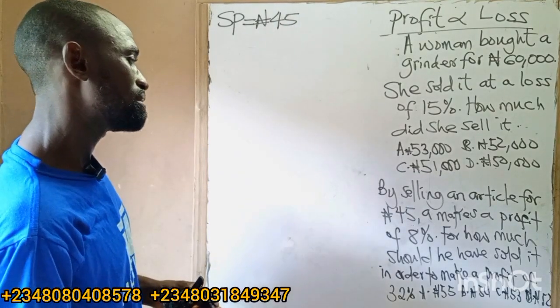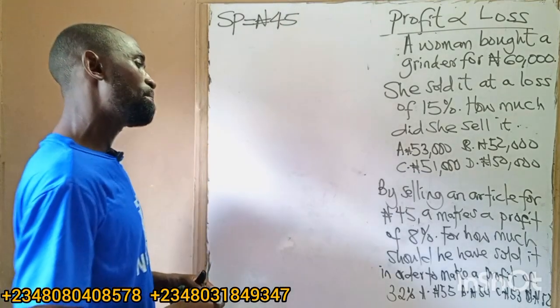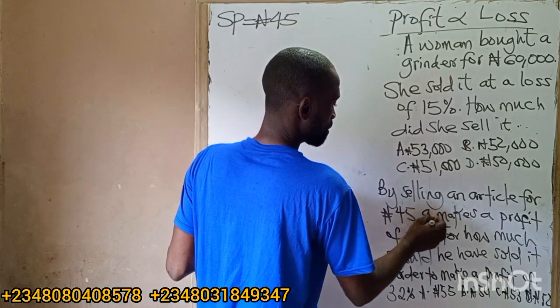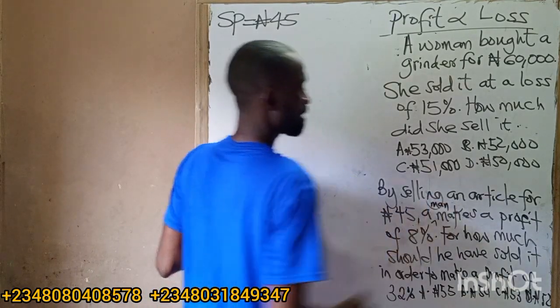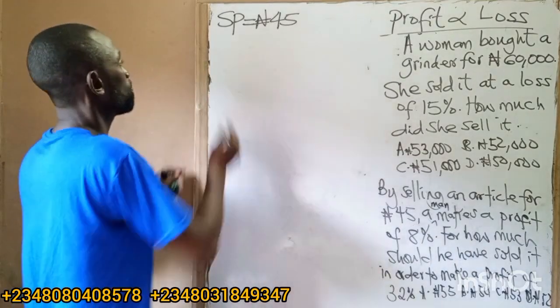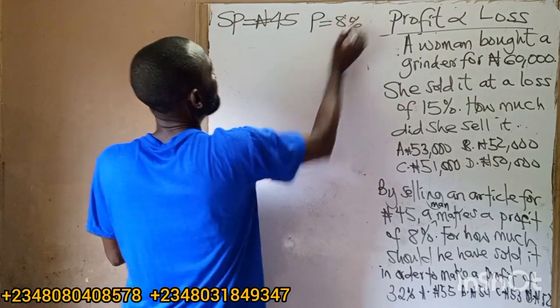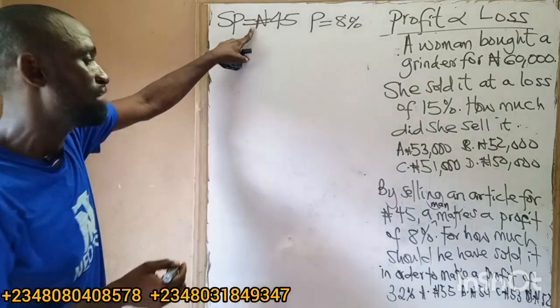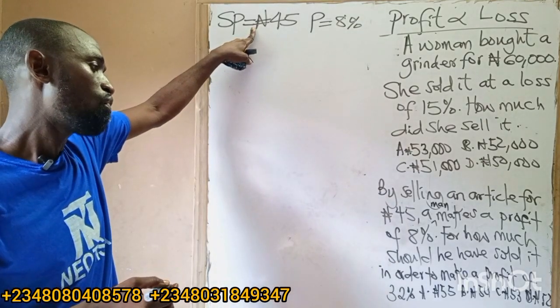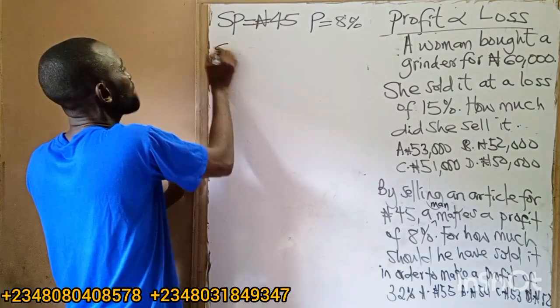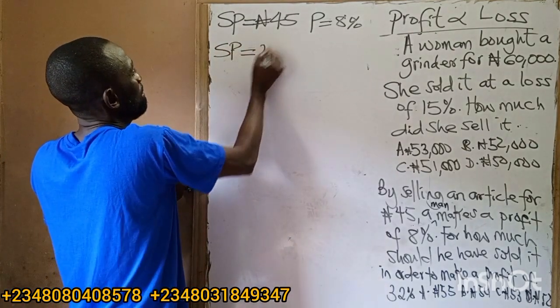A man makes a profit of 8%. So the profit is 8%. When the thing was being sold for 45 naira, the profit was 8%. For how much should he have sold it? So we are being asked for another selling price.